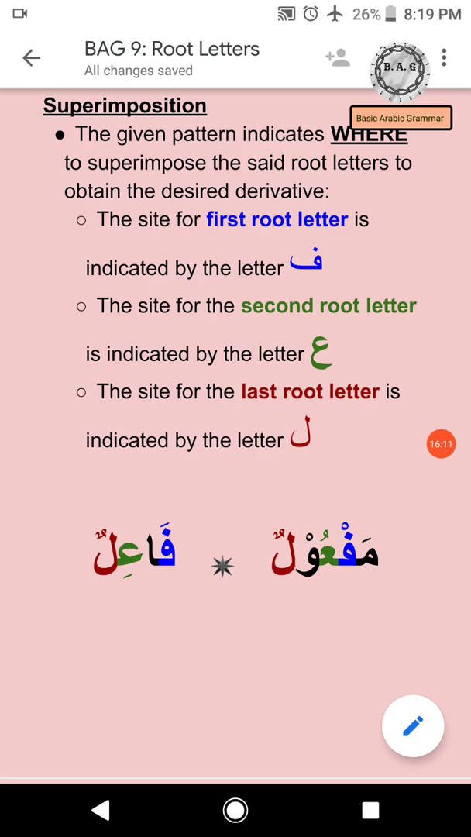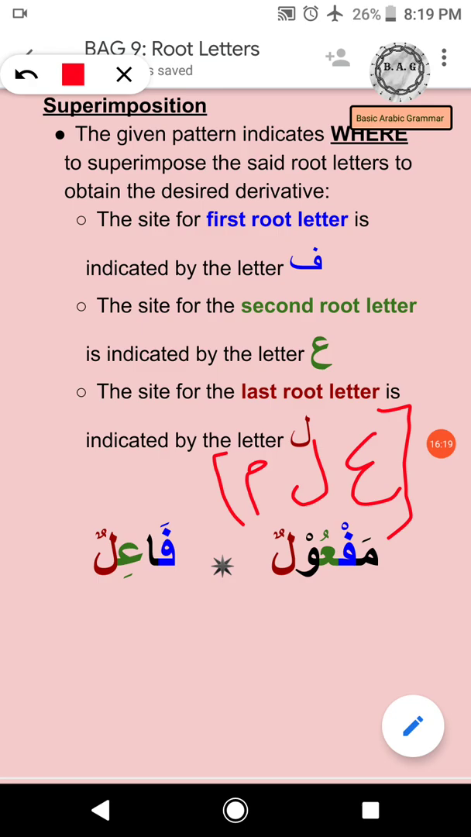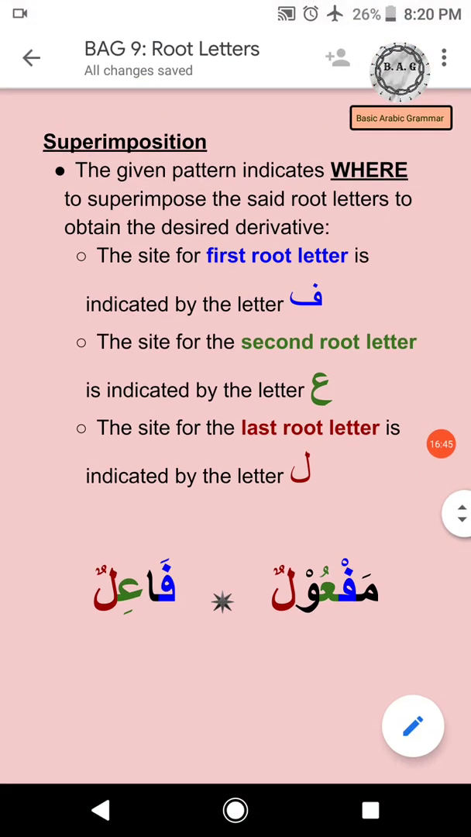Let's go with our own example that we have covered so far. The root letters are ain, lam, mim, knowledge, ilmun. So this is our R1, R2, R3. This would be alimun, and this would be ma'lumun. Now what would ma'lumun be? It would be something that is known. Simple as that. So this is what is called superimposition, and that's how you can make loads and loads of derivatives. This is the basis of Arabic.